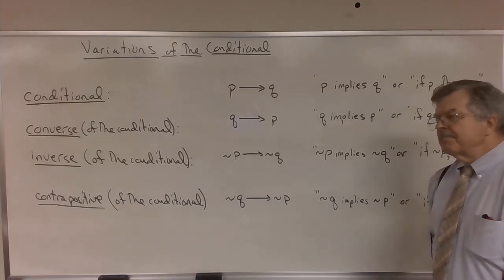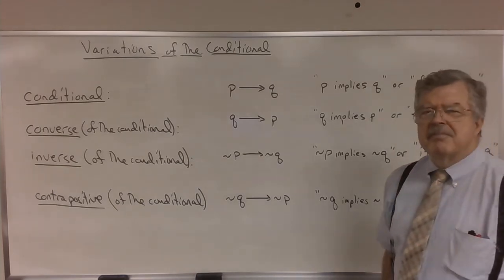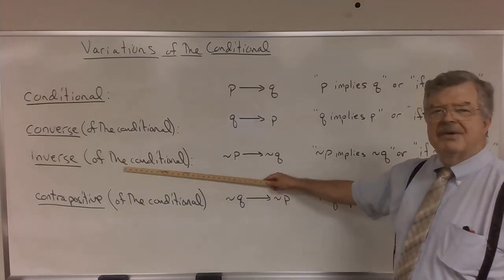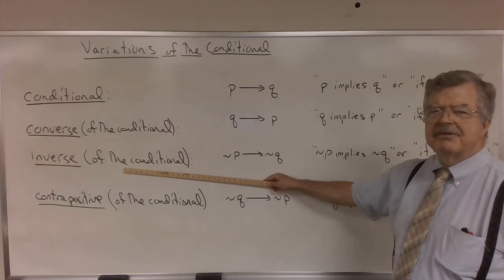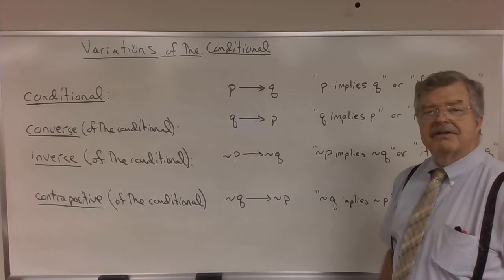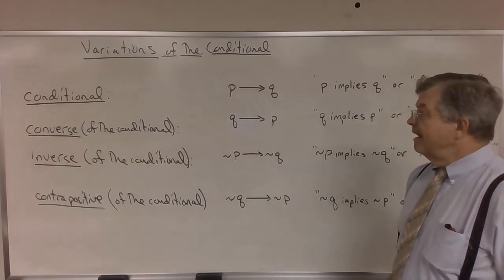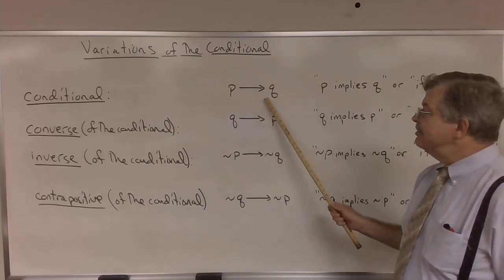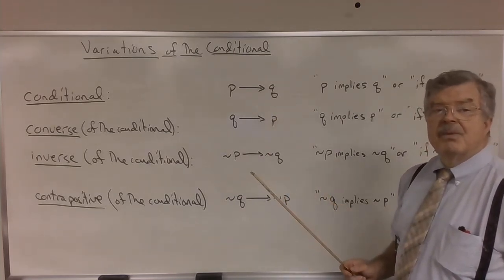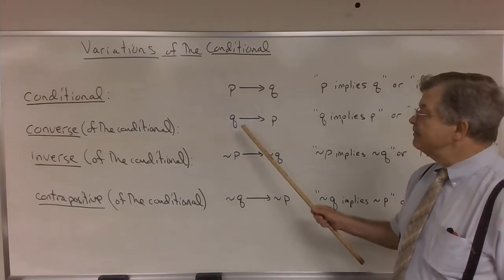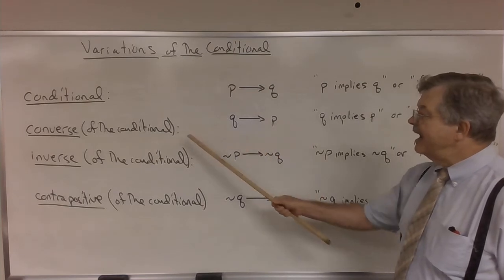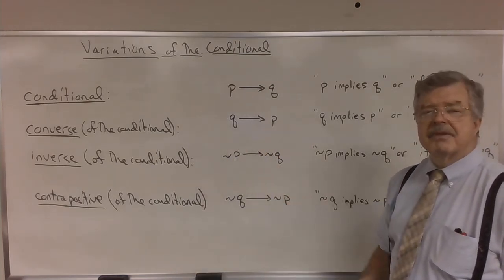Now, some of these are more important than others. The inverse, I'll tell you what, we don't do too much with this. The converse, that's fairly important. Here, P being true implies Q being true. We might wonder when the case is where Q being true implies P being true. That would be the converse of the original.